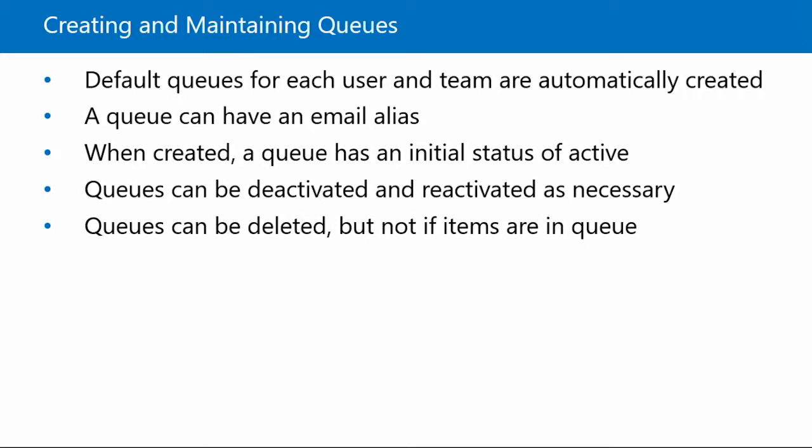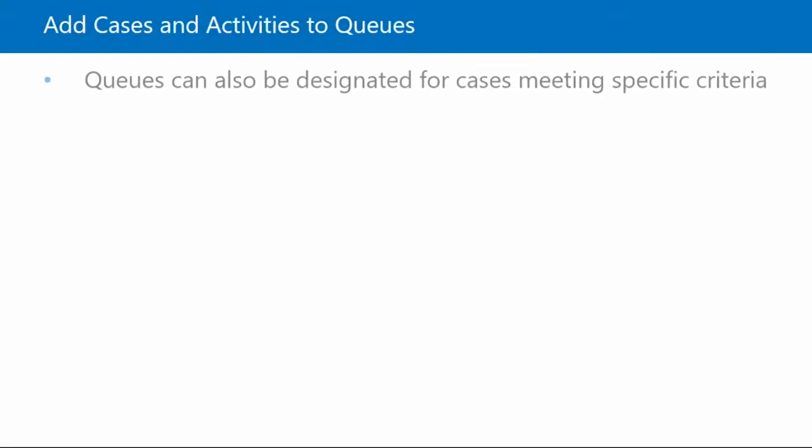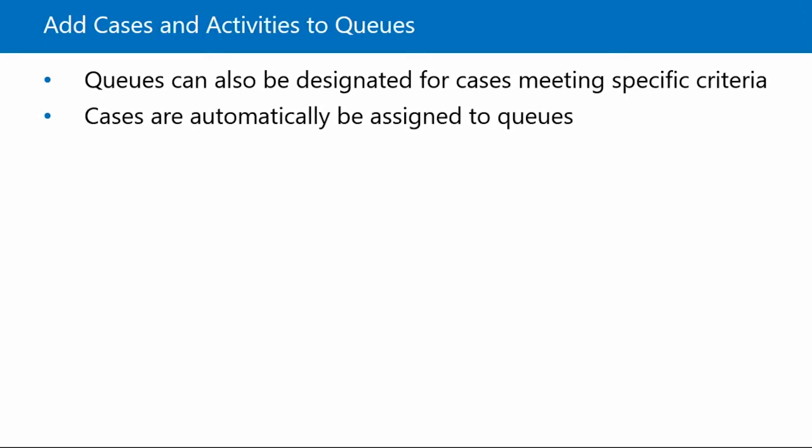So now that we know a little bit more about what goes into the management of a queue and the creation process, let's go into the application and see what it takes to create a queue. Queues might also be designated for cases meeting specific criteria. They can either be automatically assigned or manually assigned to certain queues.